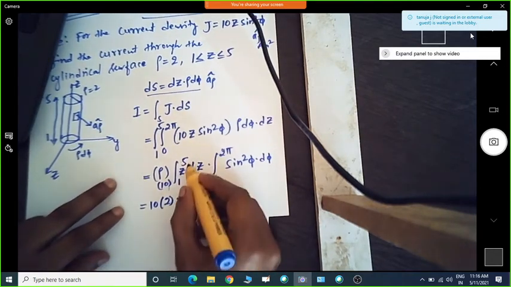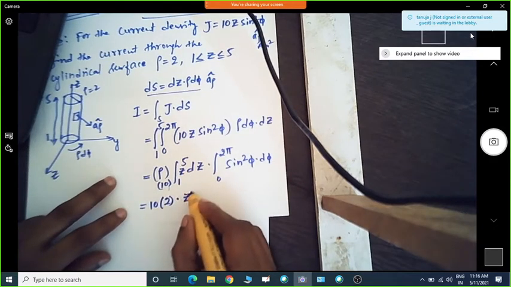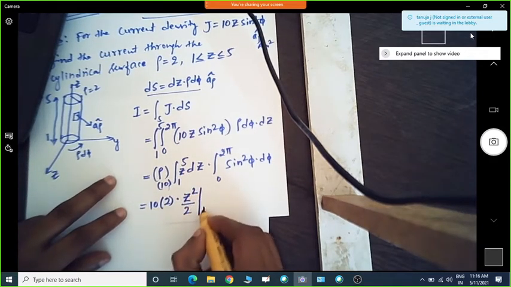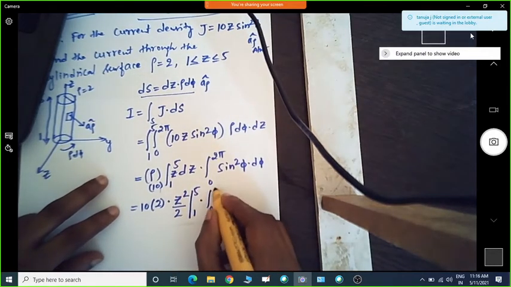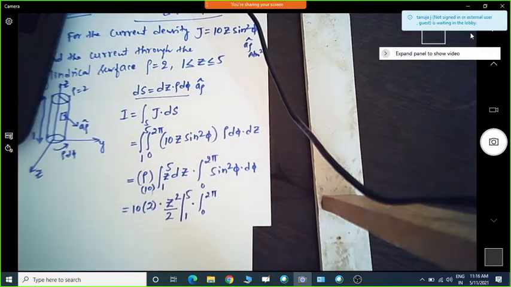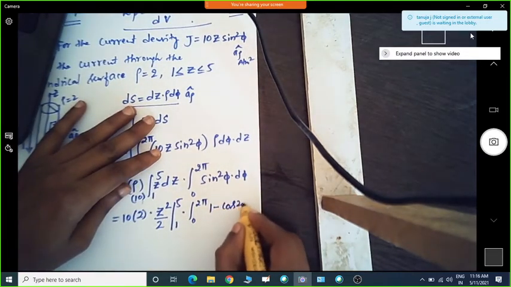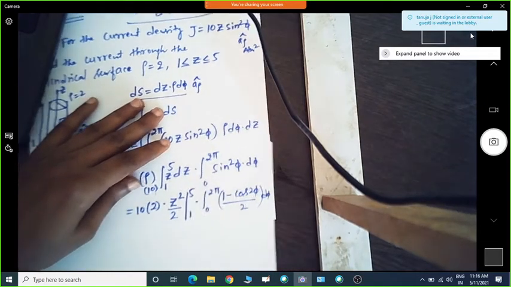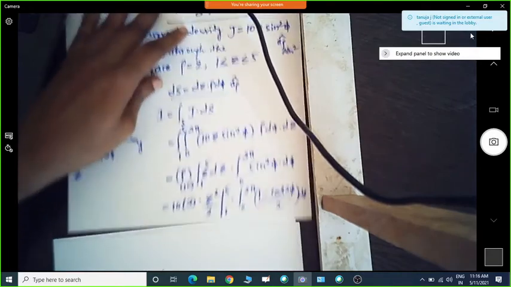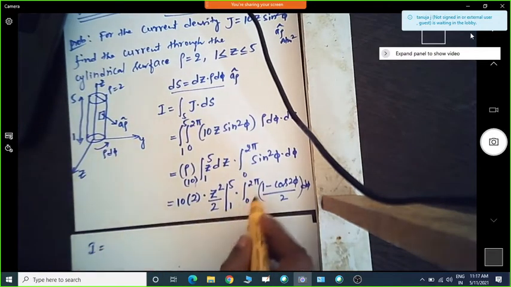Now if I integrate with respect to dz, you will get z square by 2, which is varying from 1 to 5. And similarly here, you can write sine square phi in terms of cos 2 phi, that is 1 minus cos 2 phi divided by 2 into d phi. Okay, so this is what we are going to get. Now you can evaluate this integral.